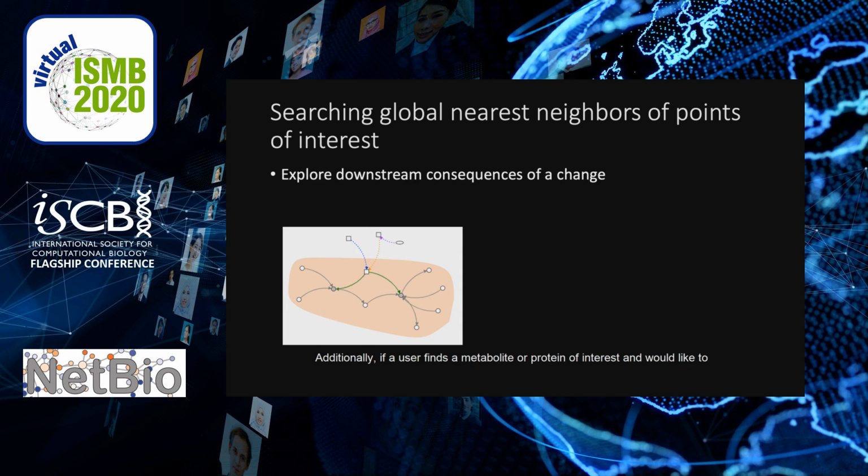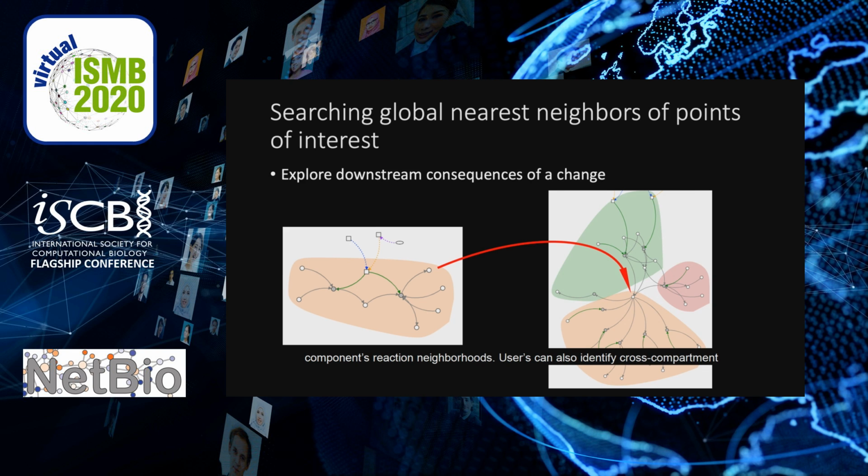Additionally, if a user finds a metabolite or protein of interest and would like to explore the upstream causes or downstream consequences of these changes across the reaction network, they can search one or several of that component's reaction neighborhoods. Users can also identify cross-compartment motifs based on the hole shading demonstrated in this image.